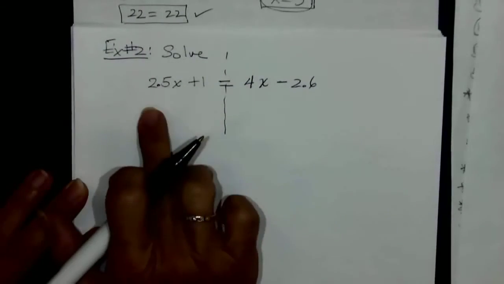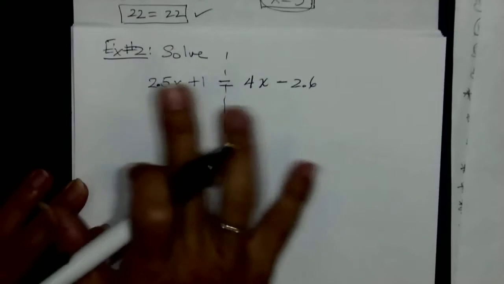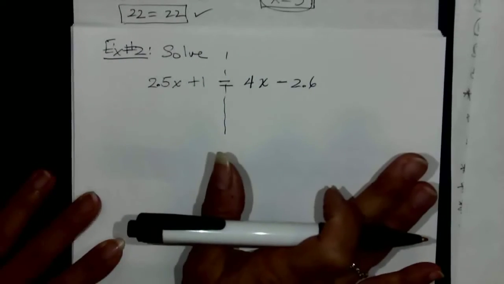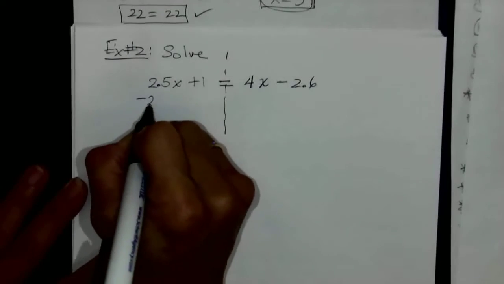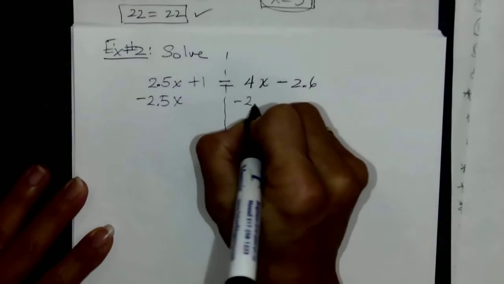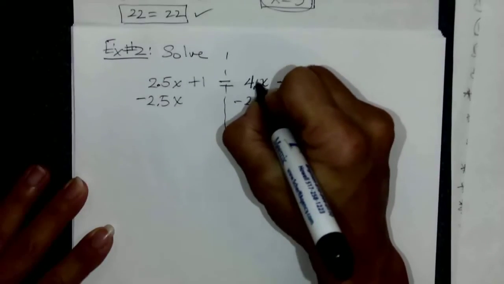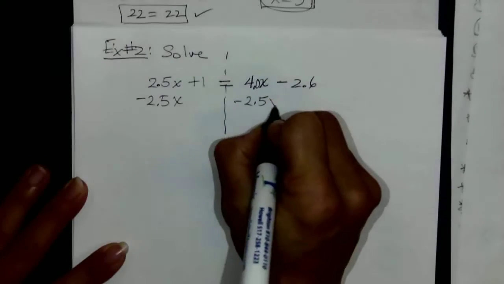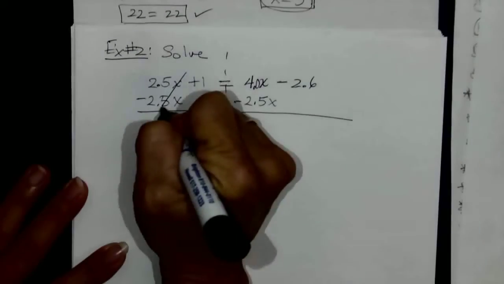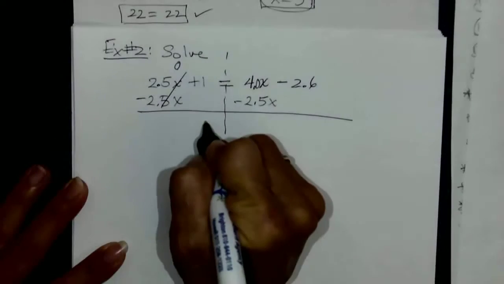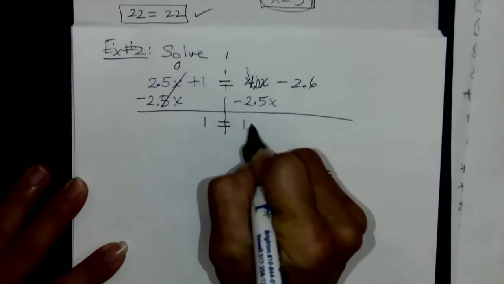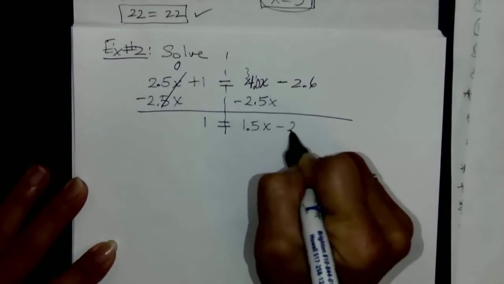All right. I know that Tyler got rid of decimals. Anybody else got rid of decimals? Okay, so we're going to stick with decimals. I'm going to subtract 2.5x. Did you guys do that? So minus 2.5x, that means you have to subtract 2.5x from the other side too. So this becomes 0x, 0 plus 1 is 1, is equal to 1.5x minus 2.6.